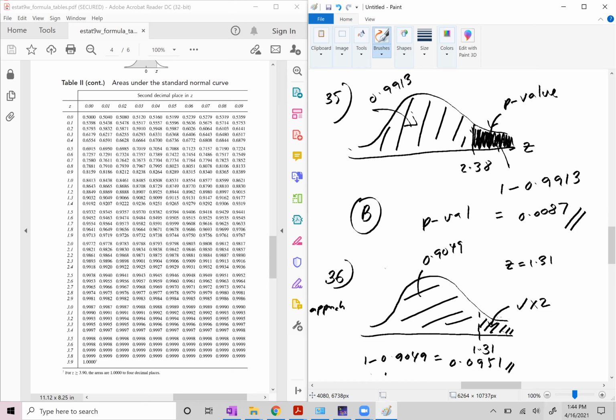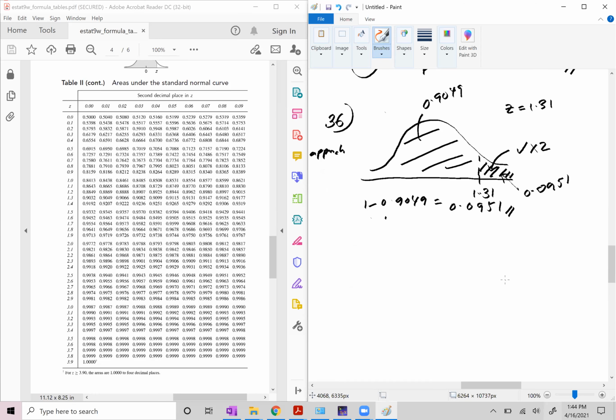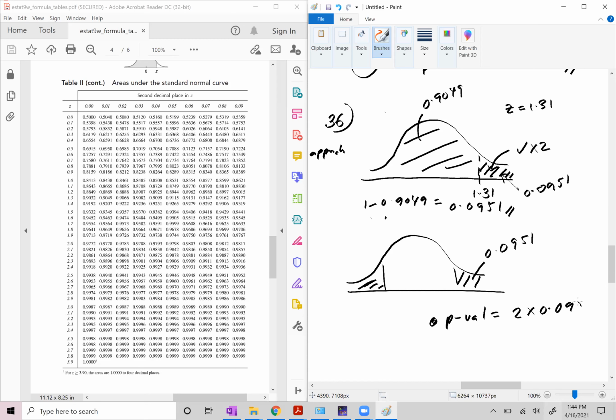0.0951. Okay, so this part is 0.0951. Okay, right, let me write it clearly. So this region is 0.0951. Okay, so there is a similar region to the other side. So the p-value is going to be 2 times 0.0951.